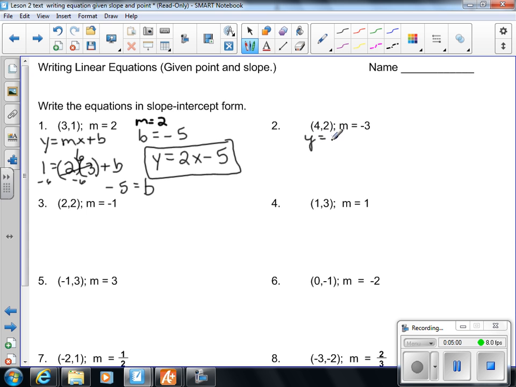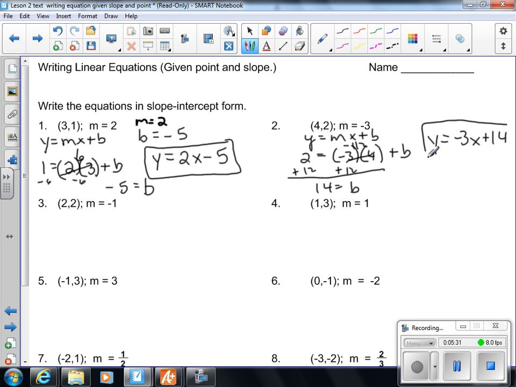Okay, the first step is y equals mx plus b. I'm going to plug in my x and y coordinates of the ordered pair. Y is a 2 equals, your slope is negative 3 times the x coordinate is 4. Okay, this gives me a negative 12, but now in order to move it to the other side, what do you do to both sides? Add 12. So we're going to add 12 to both sides, and I get 14 equals b. Therefore, your equation is y equals negative 3x plus 14.